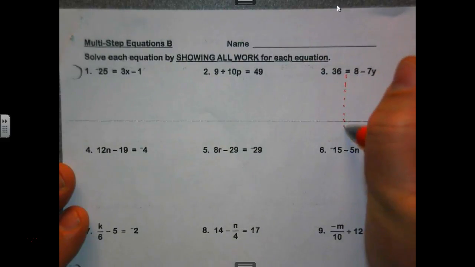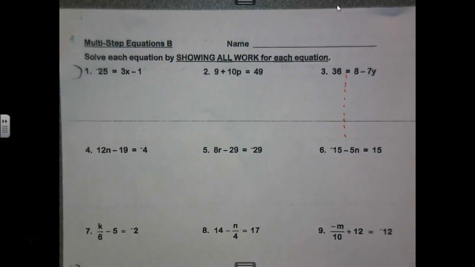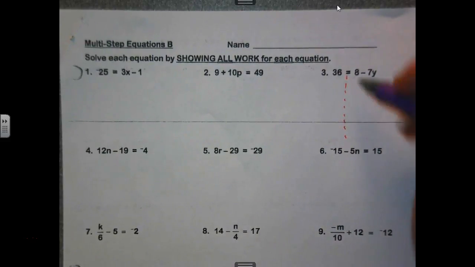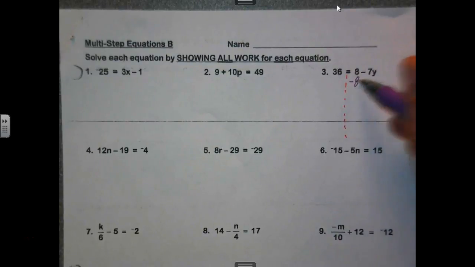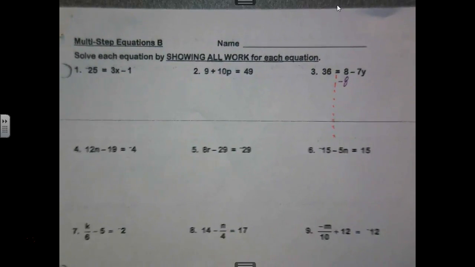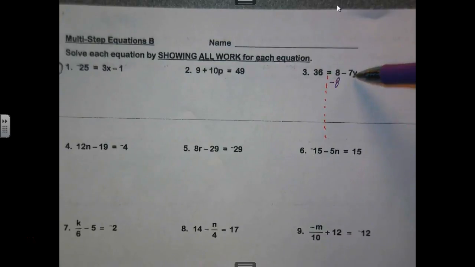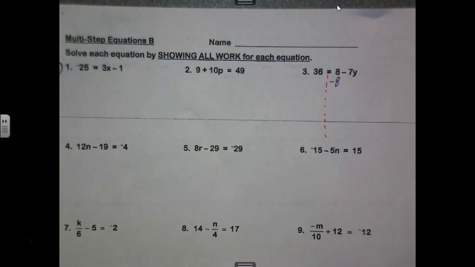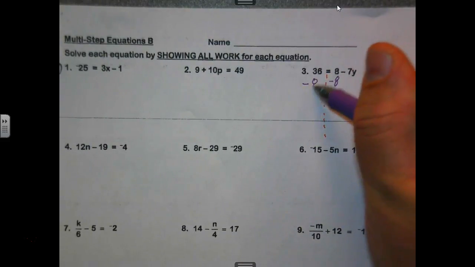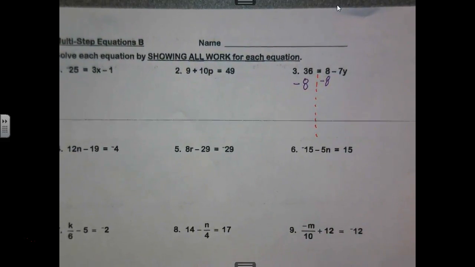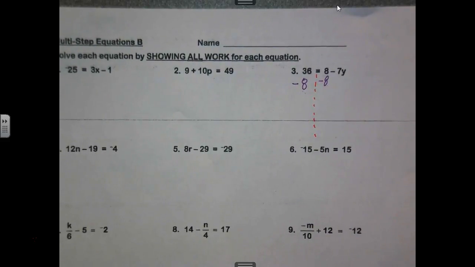If you're still having trouble adding stuff to the same side of the equal sign, please put a dotted line there. If I have to subtract 8, I'm still seeing, believe it or not, students that will try to subtract 8 from the negative 7y. It's each side of the equation. That's why I tell you guys, put a dotted line there so that you understand you have to do it on each side of the equation.